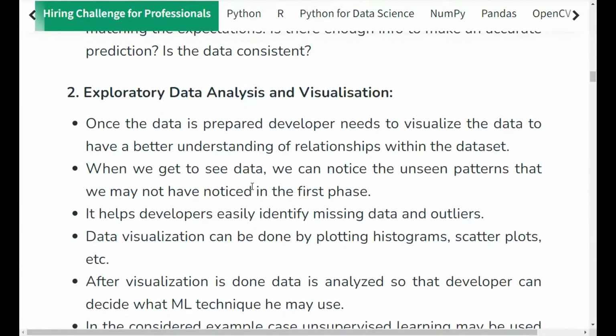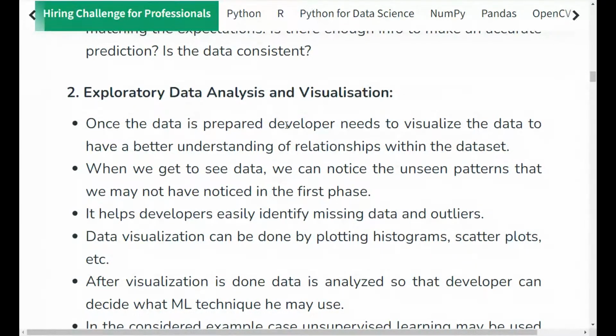Alright, so that's how this one phase will give you a lot of different roles as well as responsibilities when you actually join work. Alright, okay. The next thing we have is exploratory data analysis and visualization.